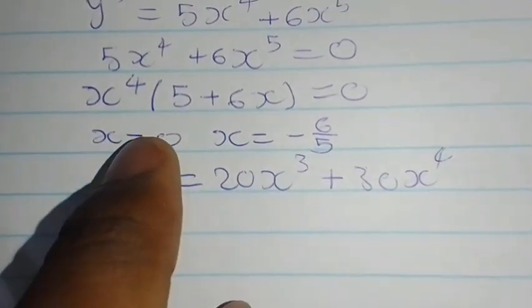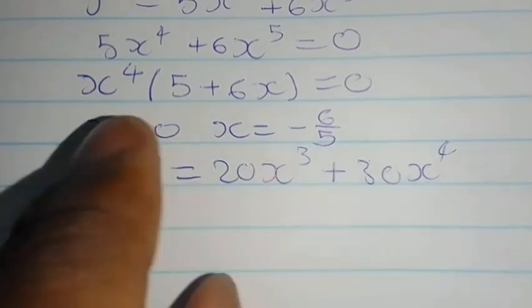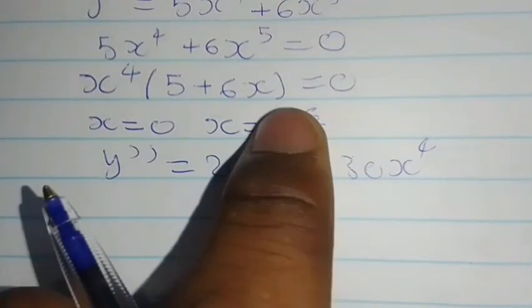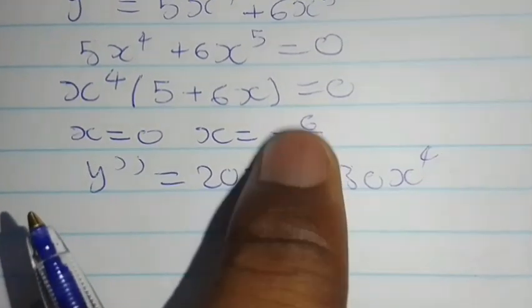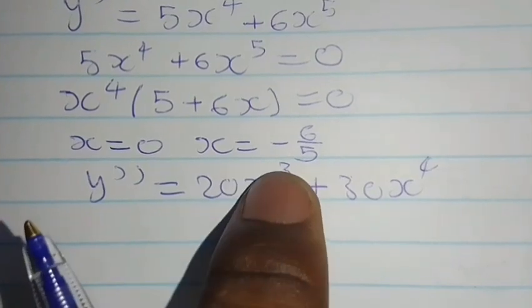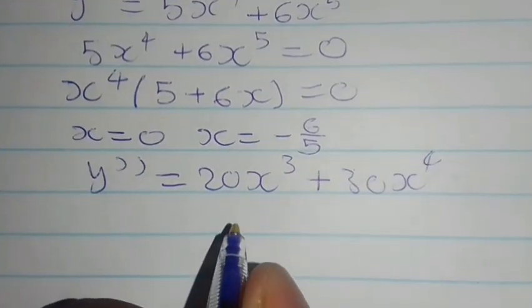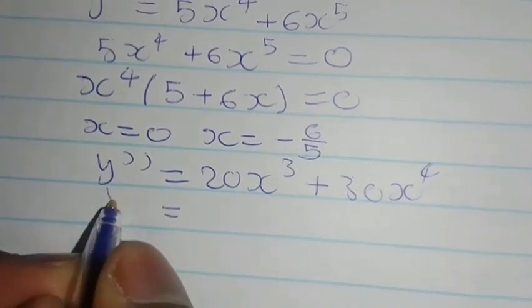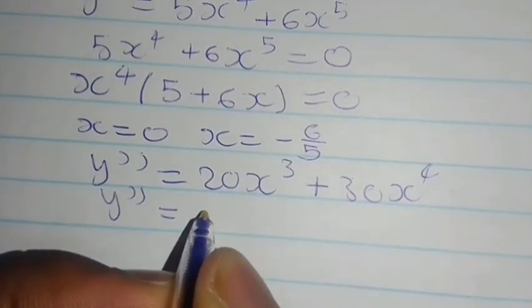Now at 0, this is 0, so this is not a turning point of that function. But now at -6/5, if you substitute -6/5 here, okay, we can factorize this. Let me try to factor the second derivative. Then we can have what?